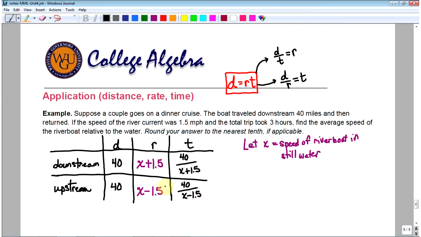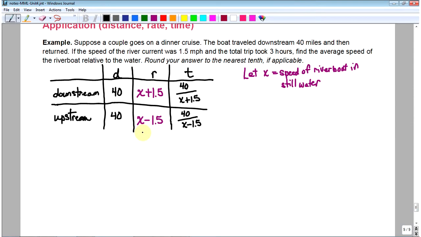So what happens when we add those two times together? We know it should total 3 hours. So that will give us our equation. 40 divided by x plus 1.5, plus my time upstream, 40 divided by x minus 1.5, will equal 3 hours. So now we have our equation to solve.